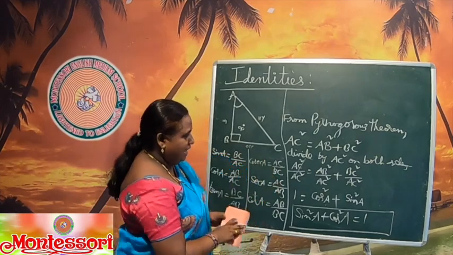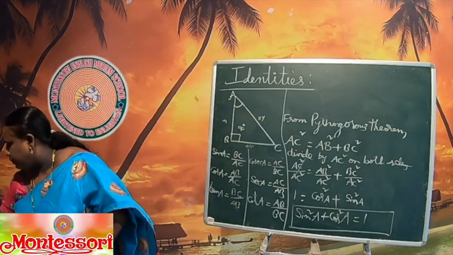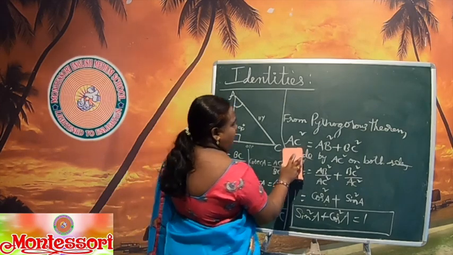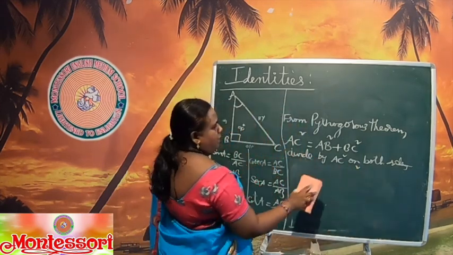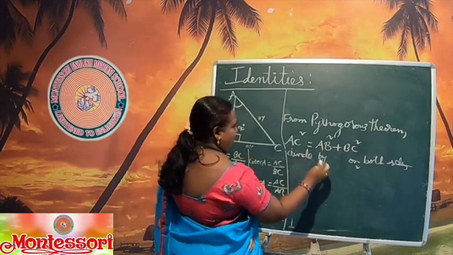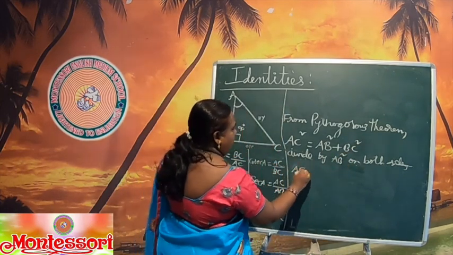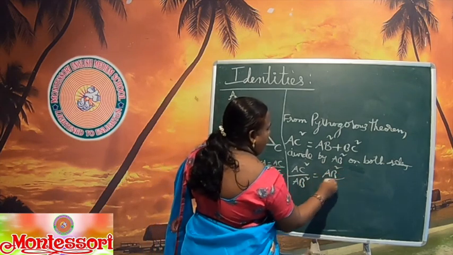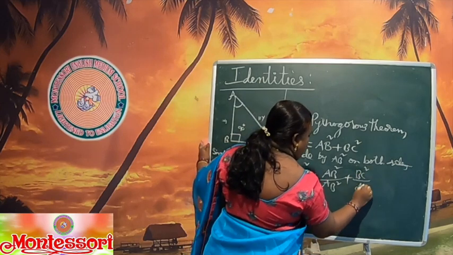In the same way, it is there in the textbook, page number 289. If you go through it once, you can do it easily. Now suppose I want to do the same with AB square. Now I want to divide with AB square on both sides. Now say, AC square by AB square equals AB square by AB square plus BC square by AB square.